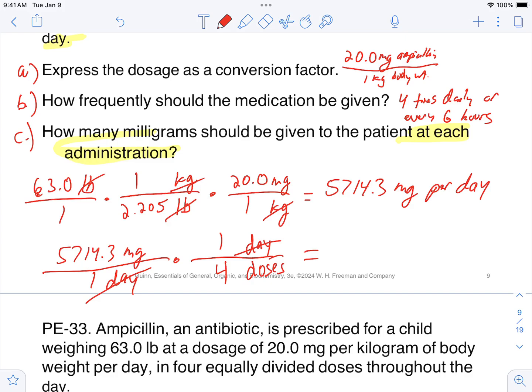Now we're going to do sig figs. Looks like we should have at the very end 3 sig figs governed by the 63-pound child. So 1430 milligrams per dose. That last 0 obviously is not significant.